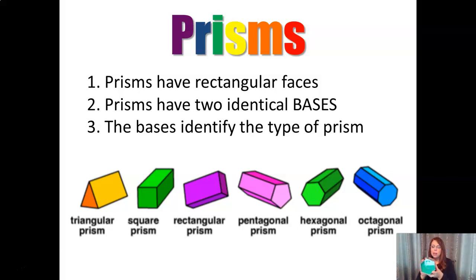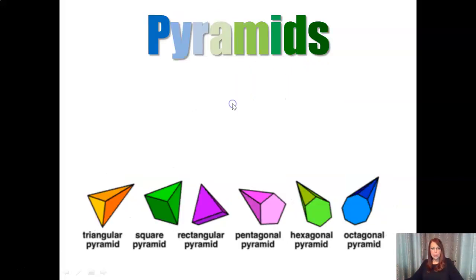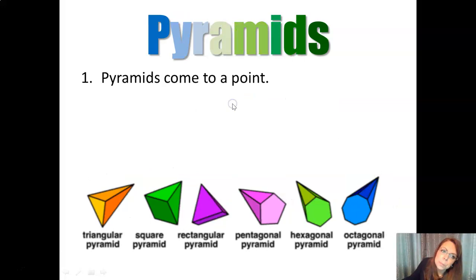Here's another one. It's in green, just like the one I'm holding. It's in green on the screen. 6 sides. It's a hexagon. The 2 identical bases are the hexagon, and the sides are all rectangles. It's a hexagonal prism. All right, let's move on to pyramids.